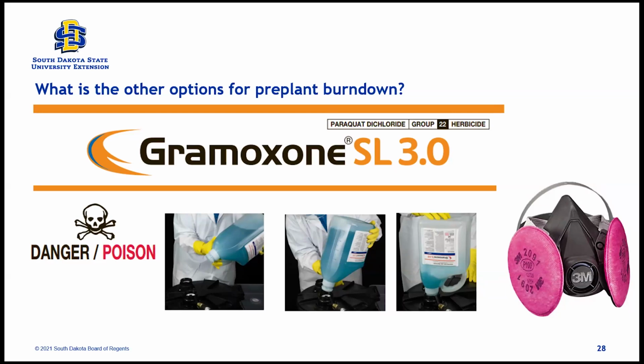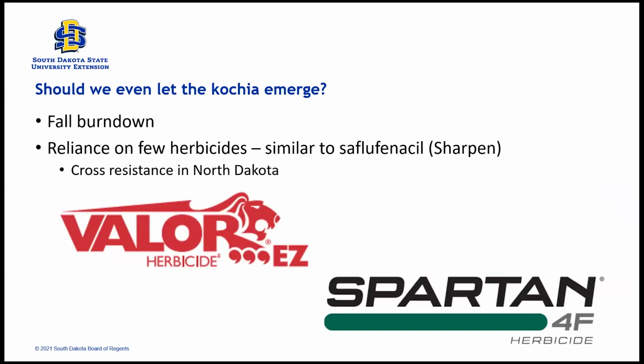But if you're not wanting to spray Gramoxone, I mean, there's other things, right? Do we even want this kochia to come up, right? What about a fall burn down or a fall pre-application, right? I'll be honest, there's similar problems though. We're relying just on a few herbicides that are similar to Sharpen or saflufenicil, right? Fall Valor, I say that's the South Dakota herbicide. It gets put on a lot of acres. Spartan or sulfentrazone do too. I mean, again, they're good herbicides, but once we start relying on one herbicide, we're kind of asking for trouble.